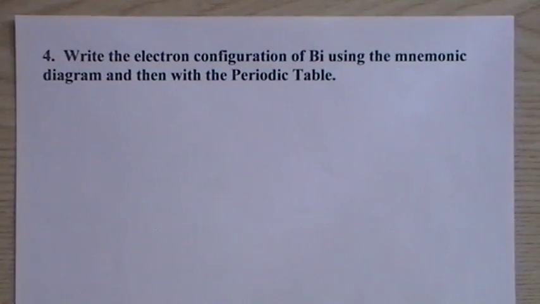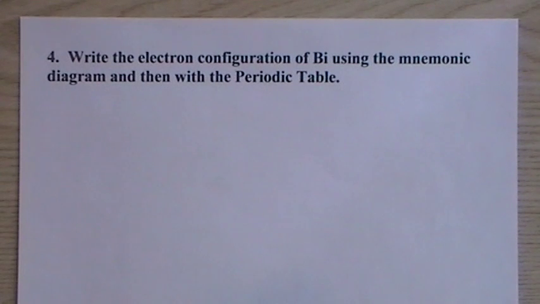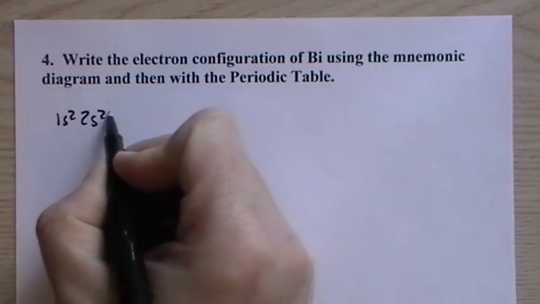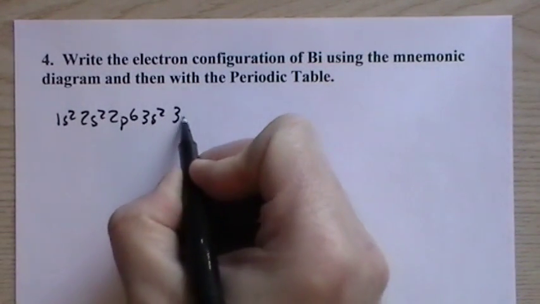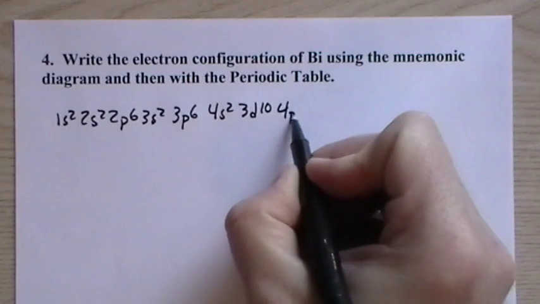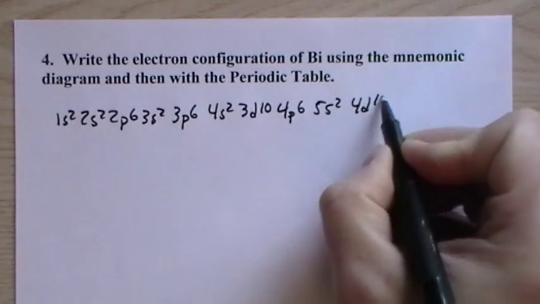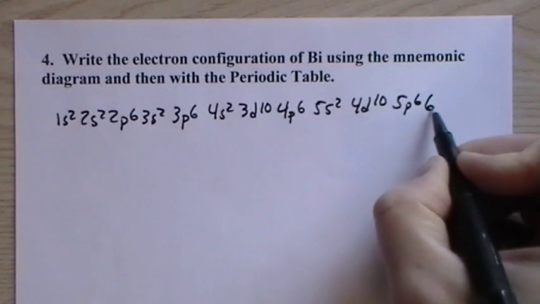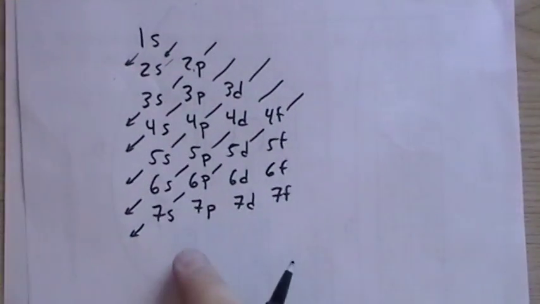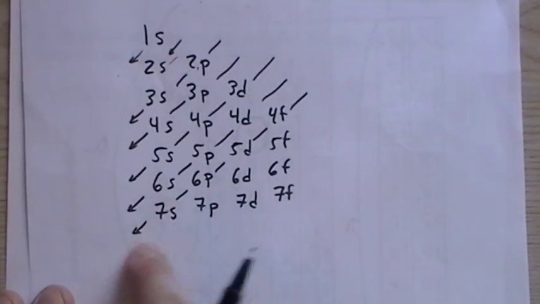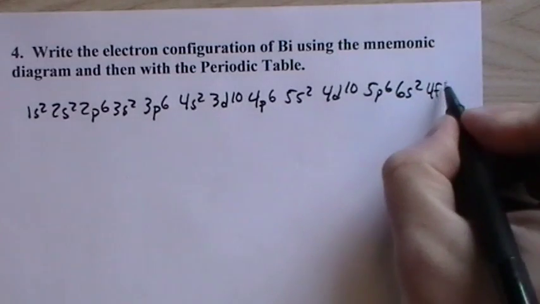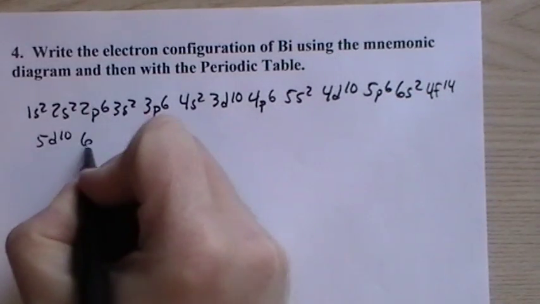Bismuth. If we use the mnemonic, it's going to make sure I get everything right here. For bismuth, it's going to be 1s2, 2s2, 2p6, 3s2. Notice it's always the same order, and we just keep putting more and more electrons in. And then if you run out of room, then you have to go to the next line. That's fine. Now when we get to 6s, we go to 4f. Now we're into the F subshell. And so this is a big guy.